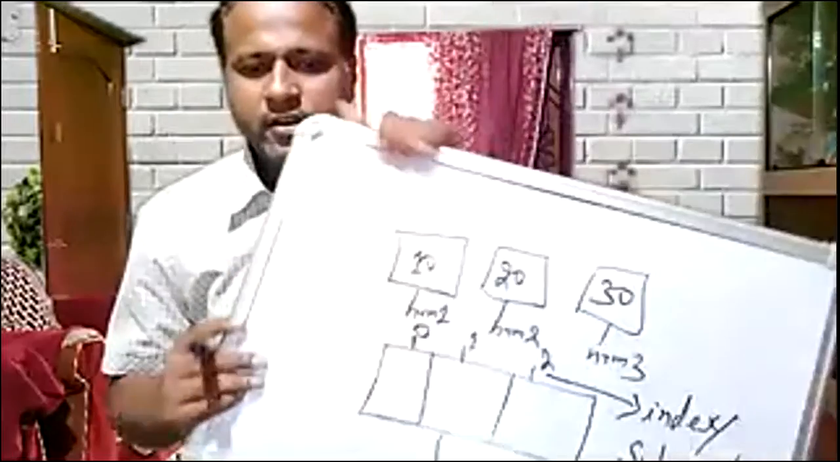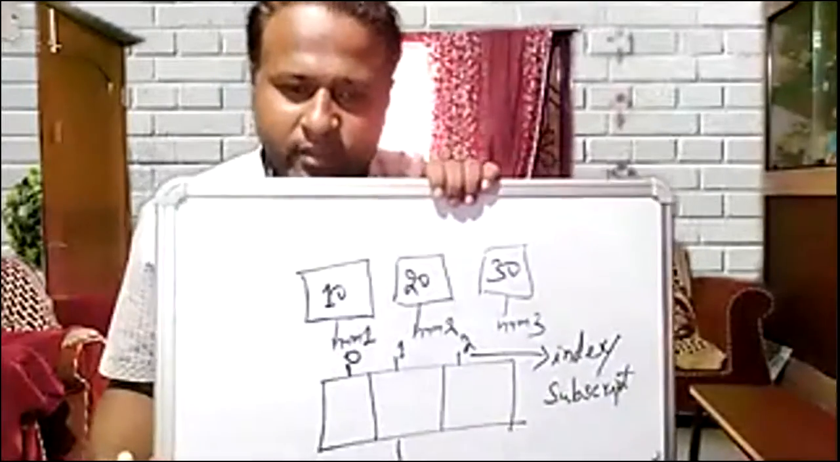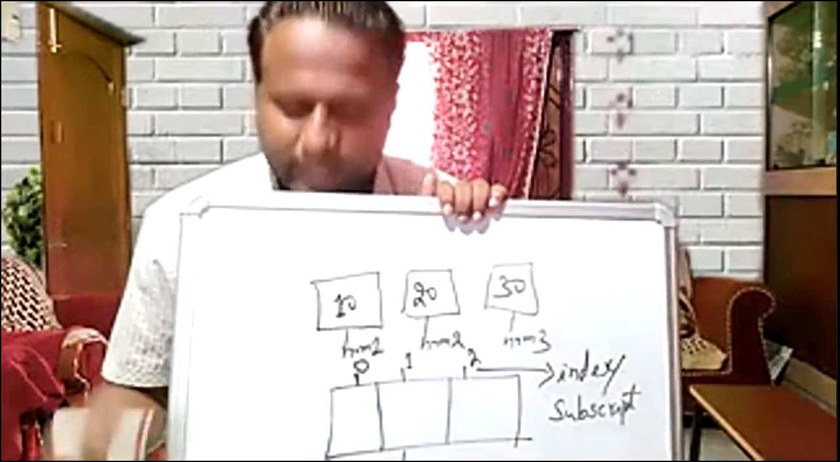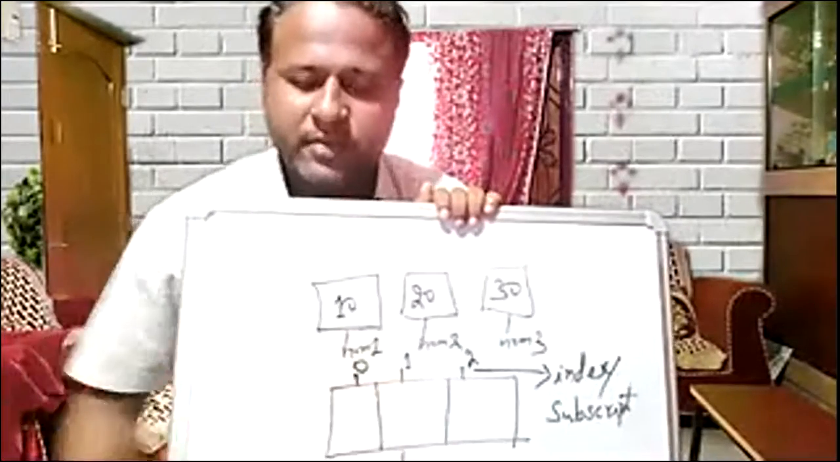So we use the array index number or subscript value. So it is 0, 1 and 2. It is called the index number or subscript. So let's see here. When I define an array, here I define 0, 1, 2, and it is called the index number and subscript value.